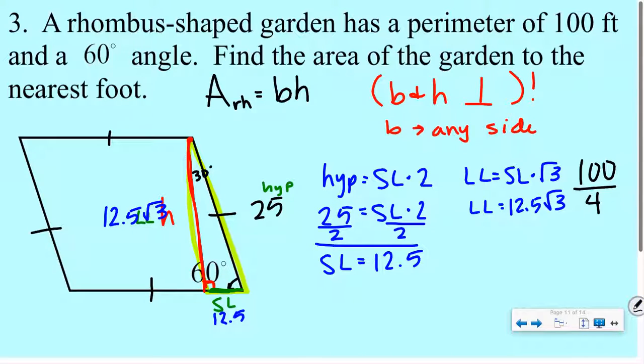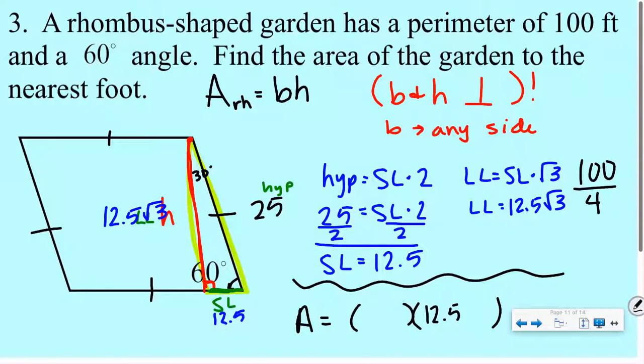And remember, the long leg was the same as the height. So now, to find the area, I'm supposed to take base times height. Well, we just figured out the height is 12.5 square root 3. The base is any of the sides. So is it the bottom, the left, the top, or the right?